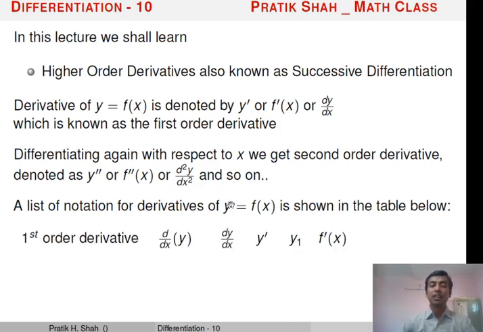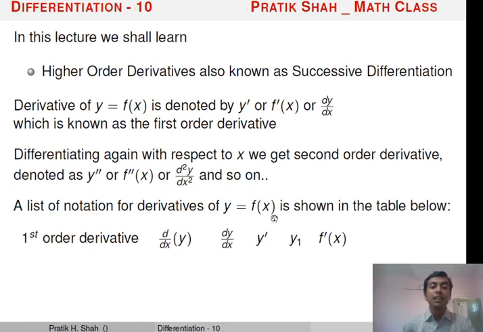See, this is a function which is given to us, y is equal to f of x. If we differentiate it first time, it is called the first order derivative, d by dx of y, or we can write dy by dx, or since it is first derivative of y, we can write y dash. It is also denoted by y1, which is first order derivative of y. Since function is f of x, we can also write f dash x. All of these are the notations for the first differentiation, which is called the first order derivative.